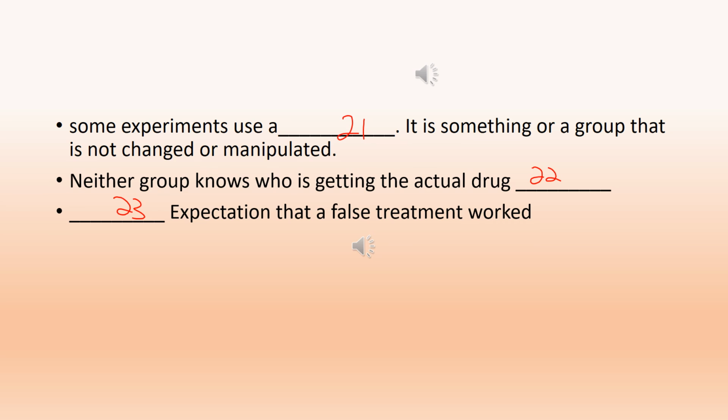Sometimes experiments are split into groups. Number 21, this is the group that is not manipulated. They do not receive any change. They're your baseline to compare the other group to. Number 22, in many cases, people don't know if they're in the group I just talked about or they're in the experimental group receiving a treatment. What type of research method or study is that?